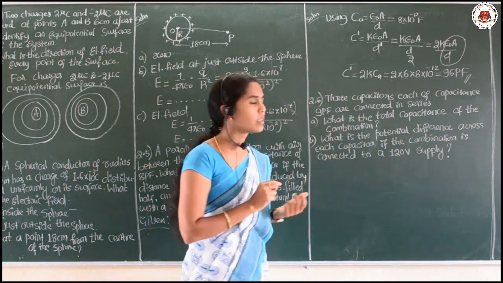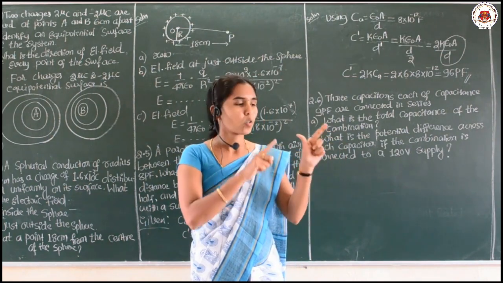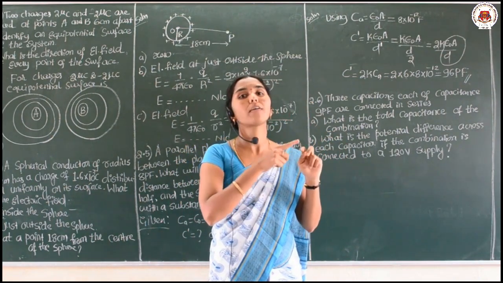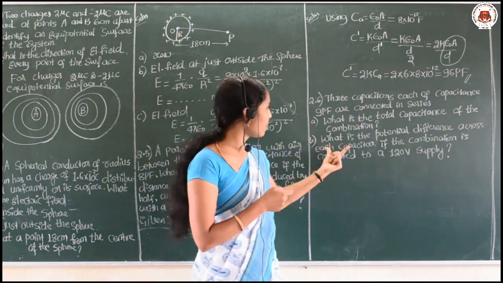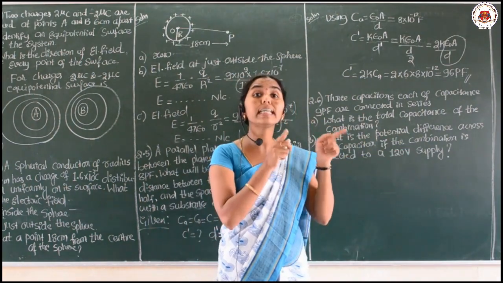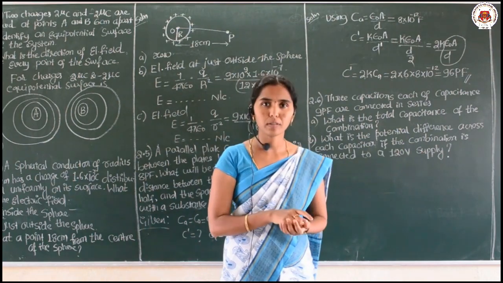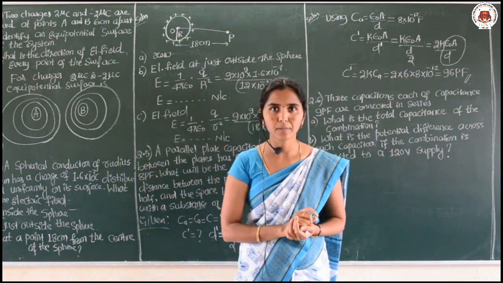Now what is our question? What we need to calculate? Total capacitance. Total capacitance is also called equivalent or effective capacitance. That is our first question. Then the second one is, what is the potential difference across each capacitor if it is connected to 120 volt? That means V1, V2, V3 values we need to calculate, right.